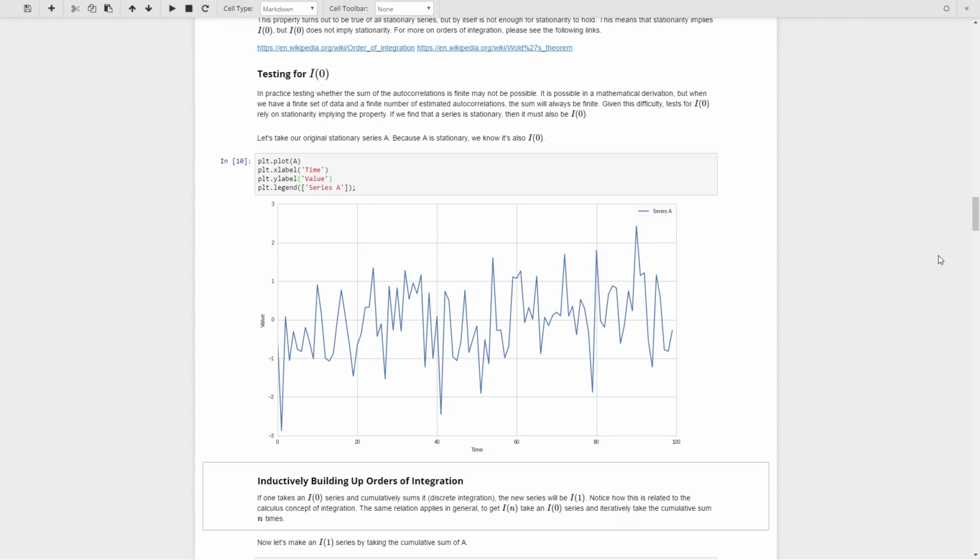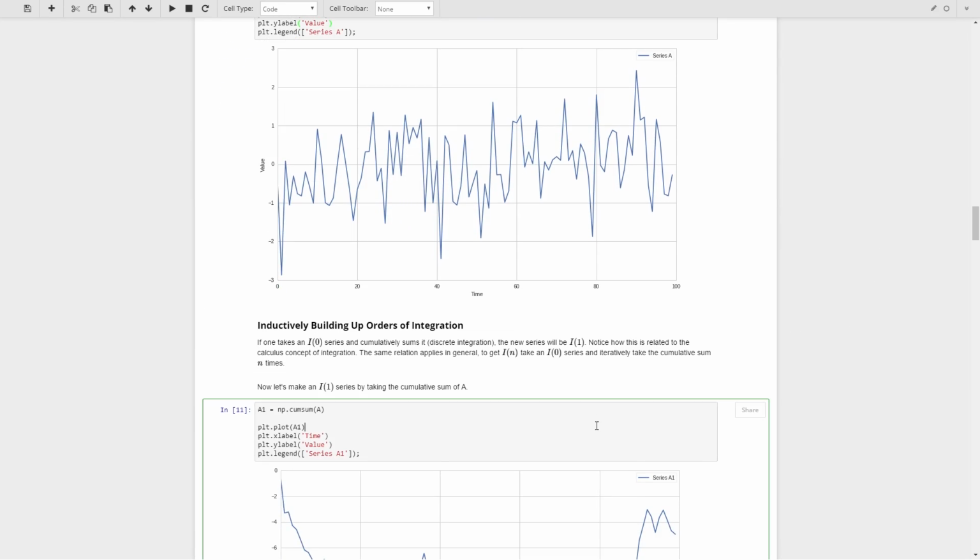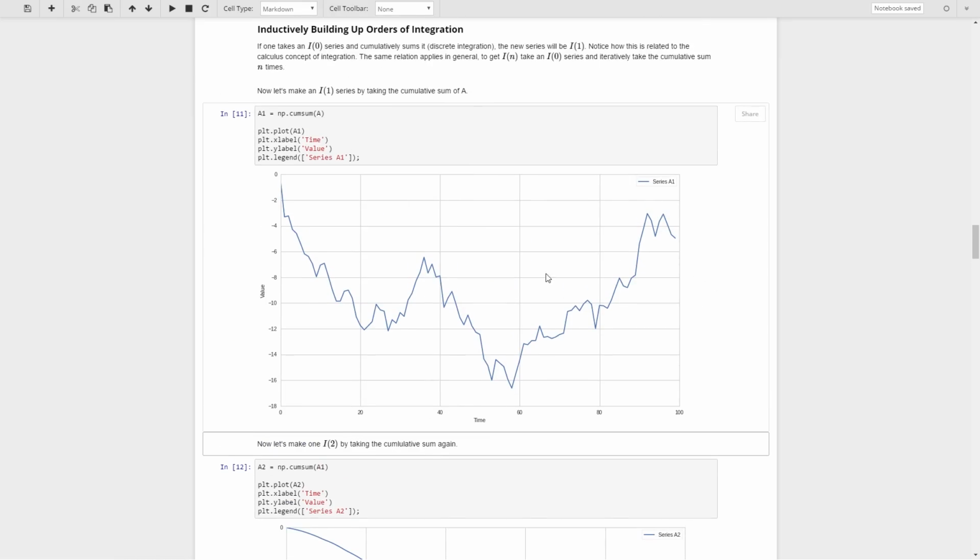If we want to build the time series that's integrated of order 1, what we do is we cumulatively sum an integrated of order 0 time series, our A. Basically a poor man's integration, which is where the name orders of integration comes from. So if we do that here and plot it, call it A1, we see that we're getting a little bit smoother. This is starting to look a lot more like a price process, which we can kind of see how these financial time series tie into this idea.